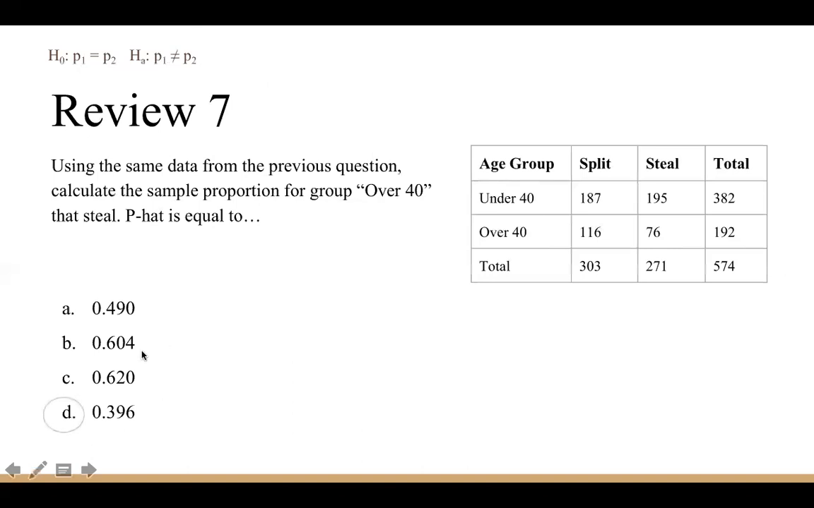Okay, yes, so D is our answer here. So remember, to calculate the sample proportion, you just want to take the number in a category over the total number in that category that you're looking at. In this case, we're looking at the group over 40. So we take 76, because those are who steal, and then we take that over the total in the group, which is 192, and we get 0.396.